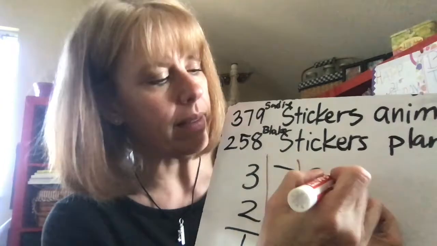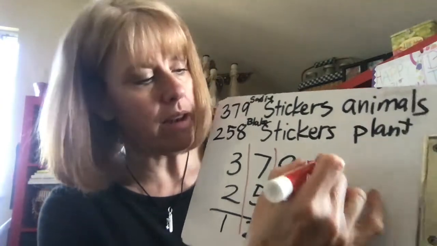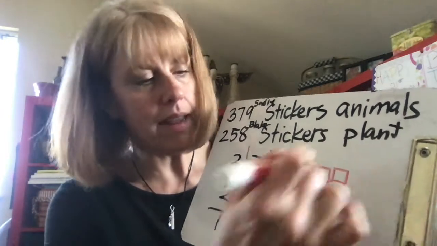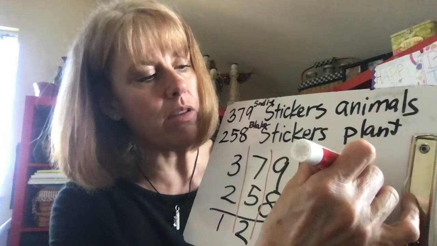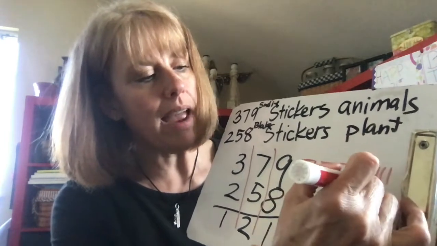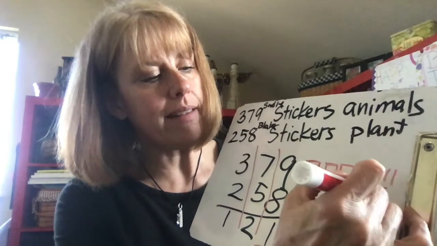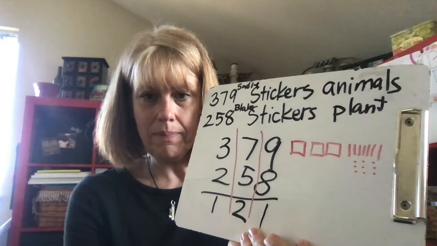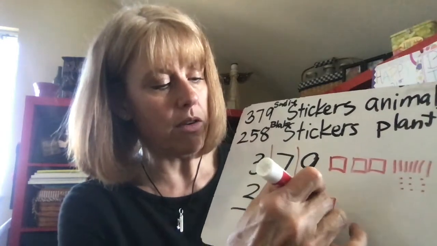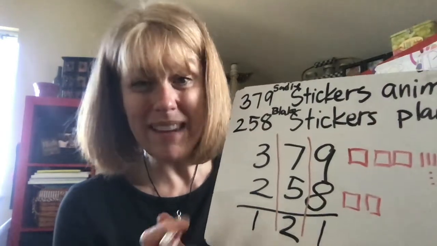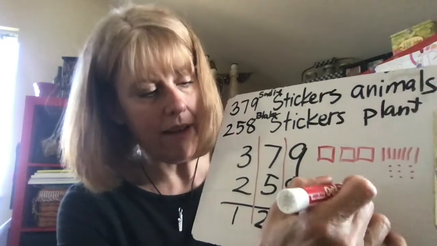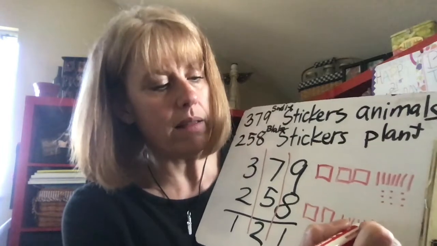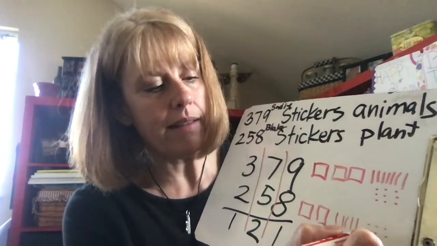I'm going to draw my number: 100, 200, 379. So 7 tens, 1, 2, 3, 4, 5, 6, 7, and 9 ones, 1, 2, 3, 4, 5, 6, 7, 8, 9. Okay, so there's my number 379. And then I'm going to make this number 200. How many tens in this number? 5 tens, 1, 2, 3, 4, 5. And 8 ones, 1, 2, 3, 4, 5, 6, 7, 8.